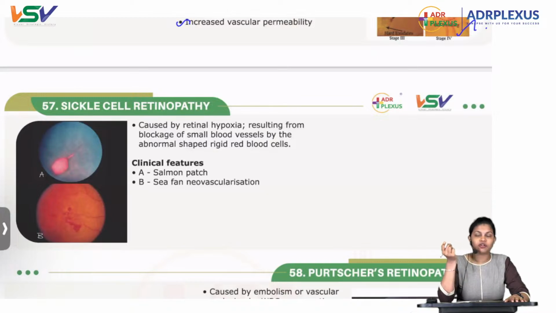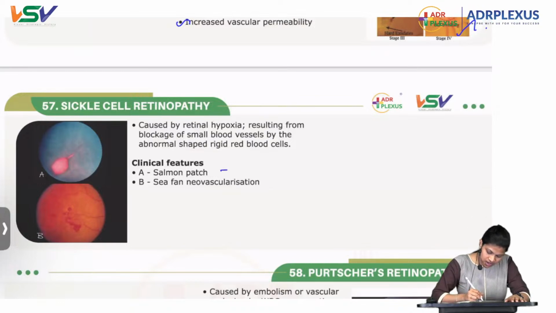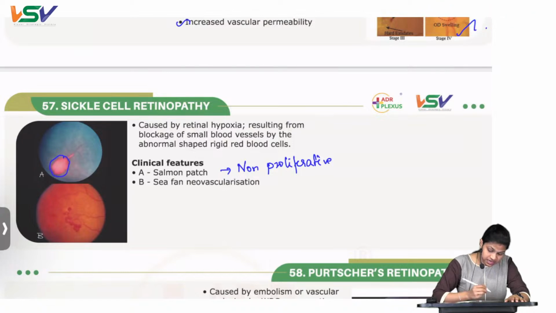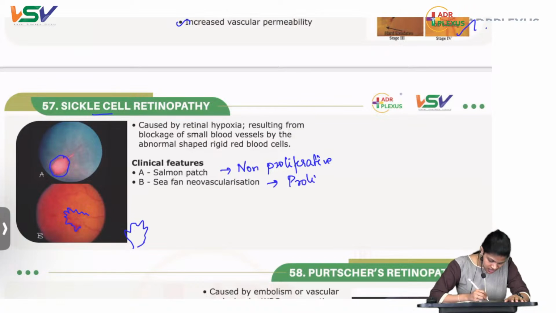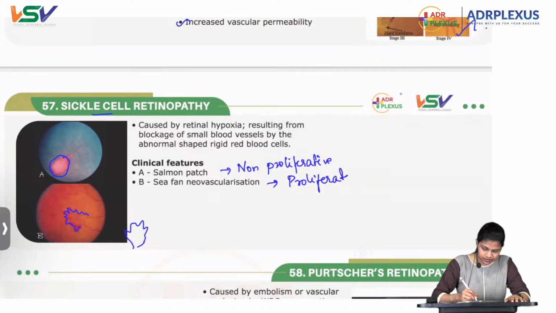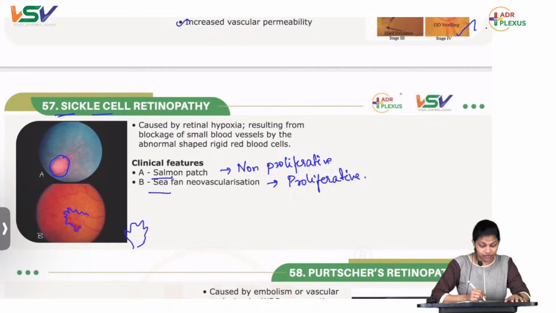So what will happen? There will be a non-proliferative and a proliferative stage. In the non-proliferative stage, you will have a salmon patch. Okay, sickle cell, remember SS, it has a salmon patch appearance in the retina, so it is non-proliferative sickle cell retinopathy. And the other thing is the sea-fan neovascularization. This comes from the name of a coral. Okay, in the proliferative stage, you have this neovascularization here. This is the sea-fan. So sickle cell retinopathy: salmon patch and sea-fan neovascularization, SS, right?